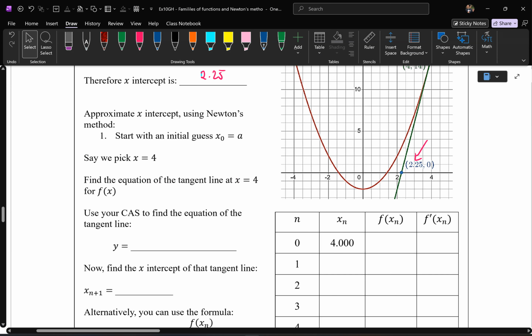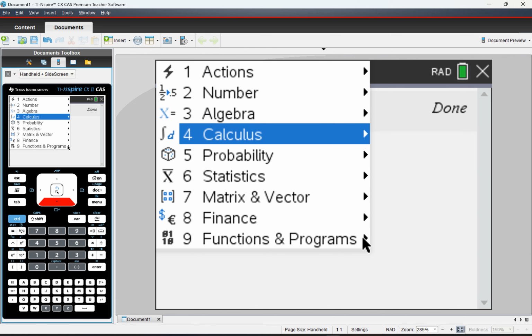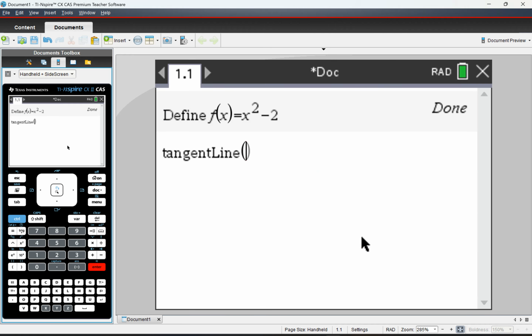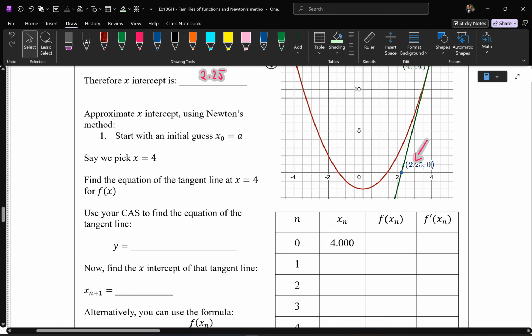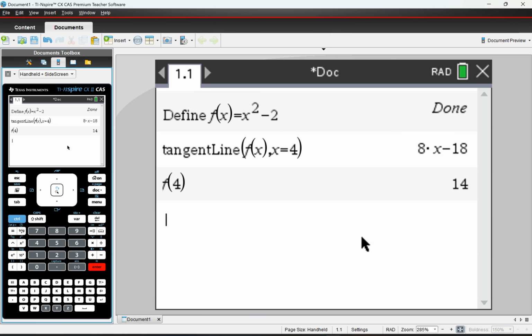Let's go back to my CAS. Here we go. Let's define f of x is equal to x squared minus 2. Let's find the tangent line. So menu, calculus, number 9, tangent line, f of x at x equals 4, and I get 8x minus 18. Okay, at x equals 4, f of 4 gives me 14.